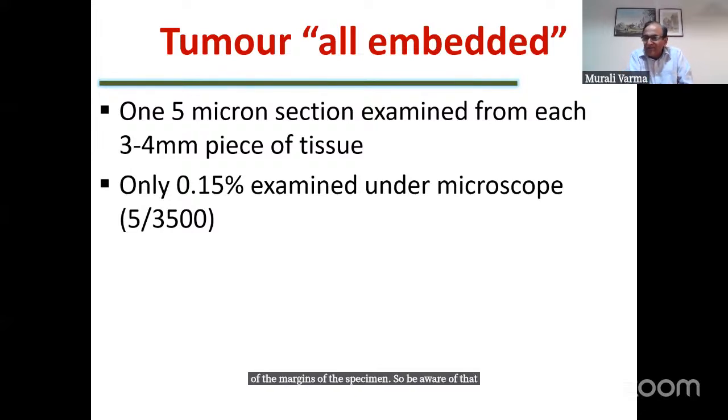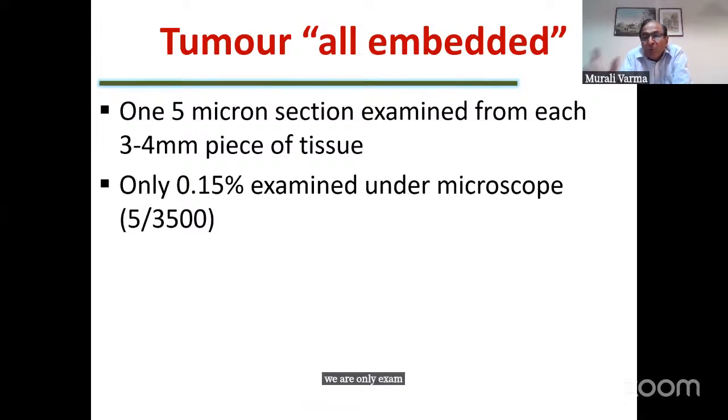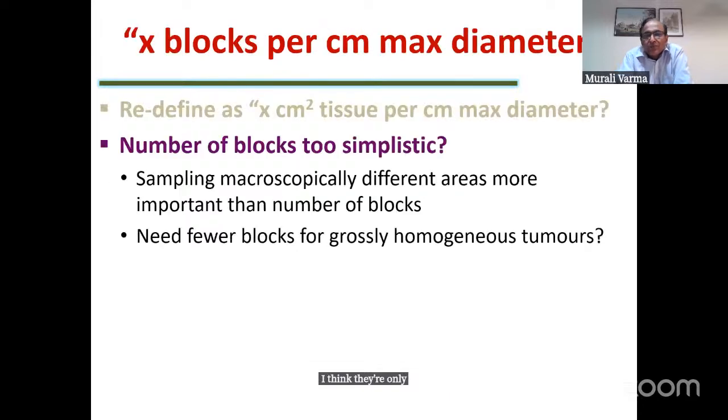However many sections we take, we are only examining a tiny bit, which is why macroscopy is so critical. Because with macroscopy, we are visually examining the entire surface, and then we are sampling the areas. But just by putting the tissue into paraffin, it sounds as if we have completely embedded and examined it. I think we are only fooling ourselves if we think so. Sampling macroscopically different areas is more important than the number of blocks.